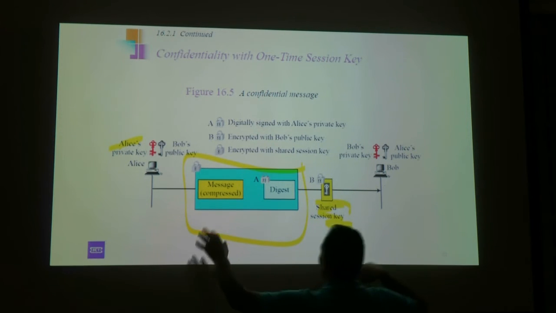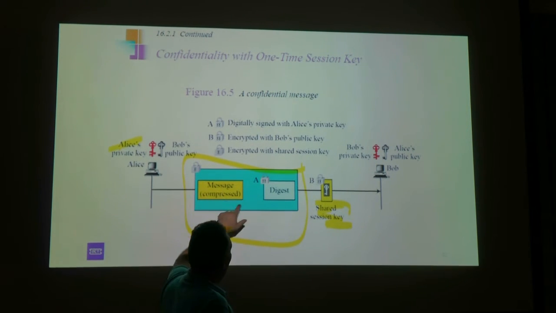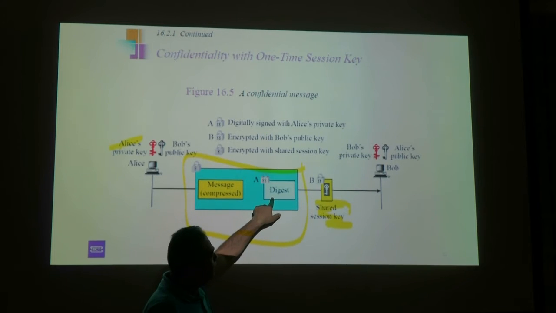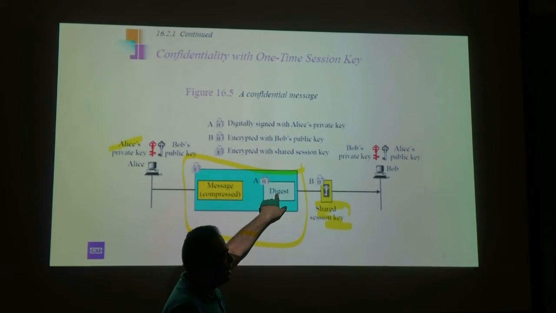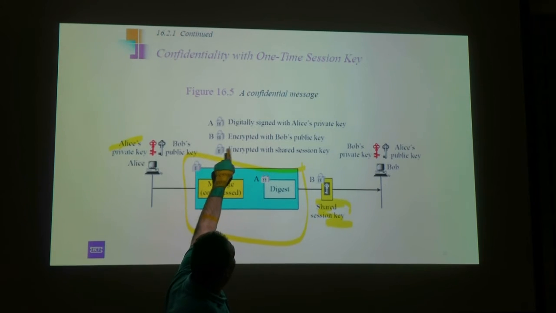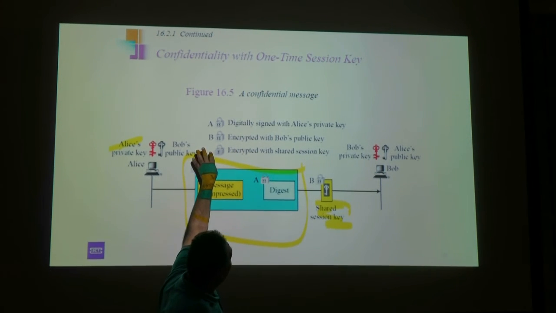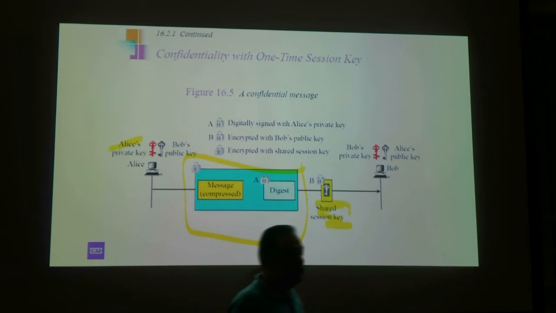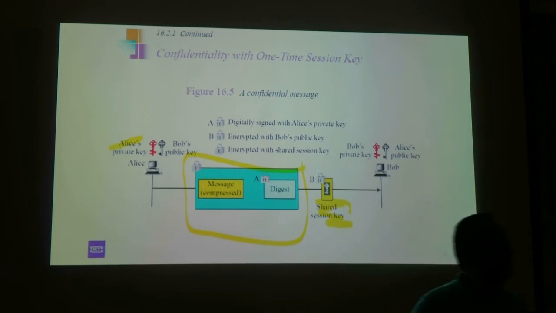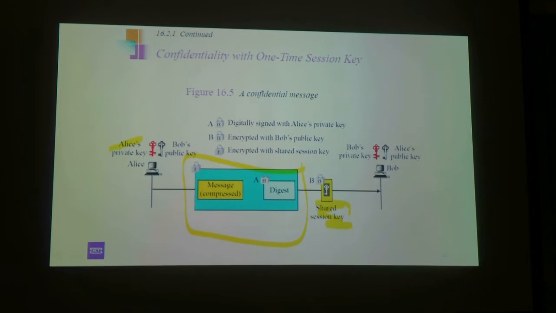So you have the message compressed. Before you compress it, what are you going to do? You calculate the digest. Number one, you calculate the digest. How do you do the digest? Using a hash function, a signature, you create the digest. Now for the digest, both sender and receiver have to agree on one.